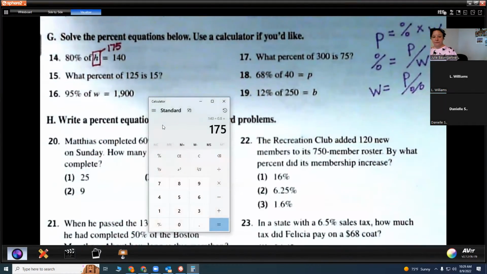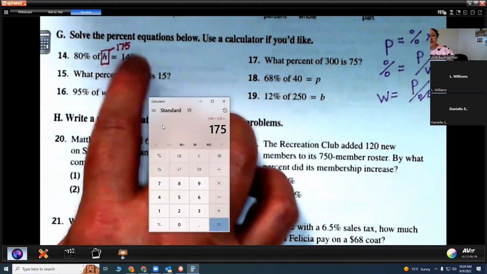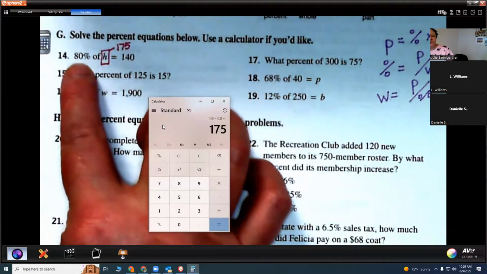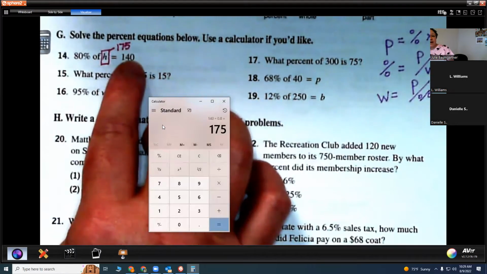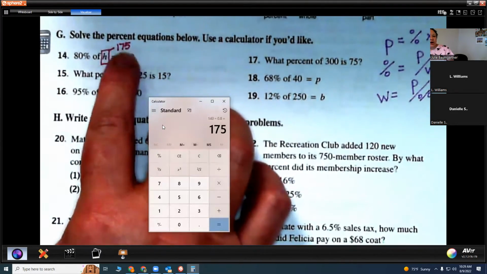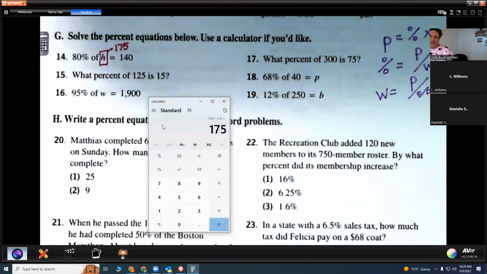Okay. So of course, when you are calculating for the whole, it should always be larger than the part. And when you look at the percent, you're like, wow, if it's 80%, then it's going to be pretty close, because it's almost 100%, if that makes sense.